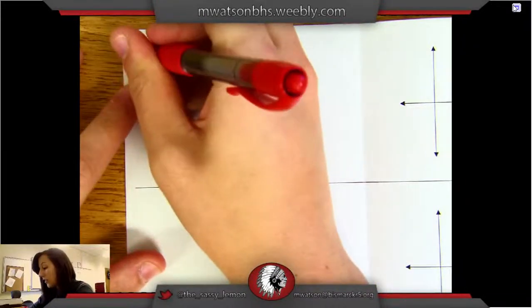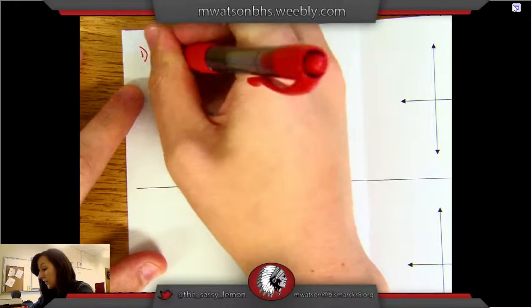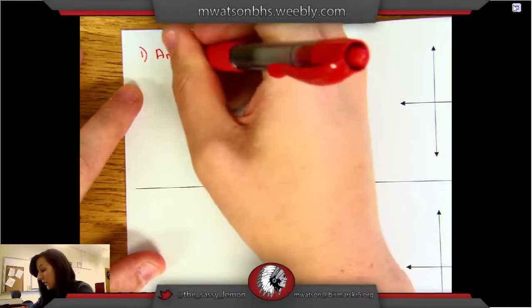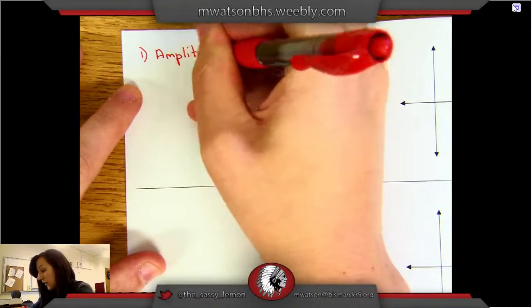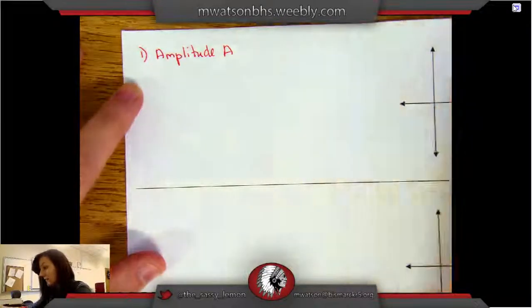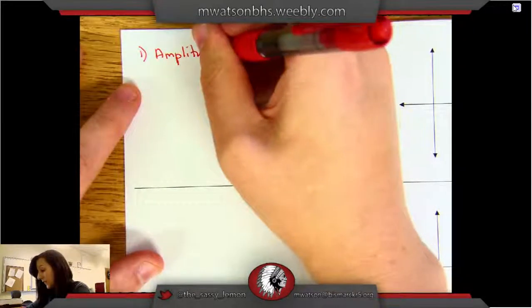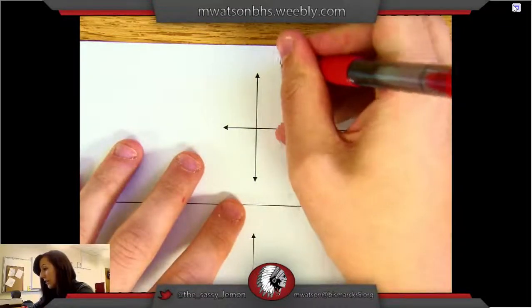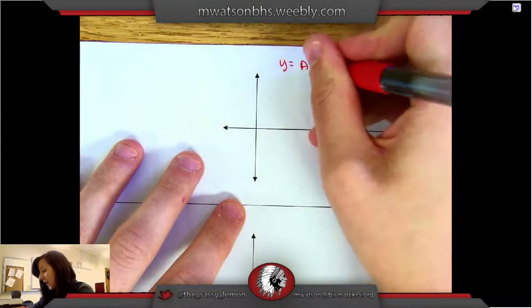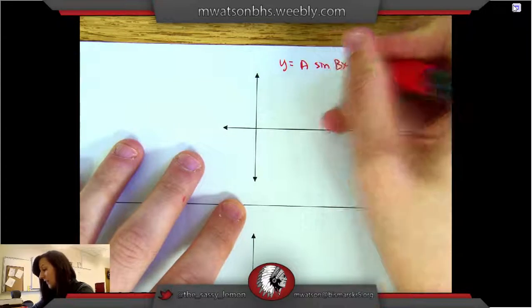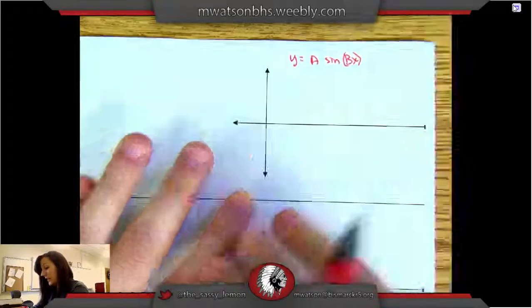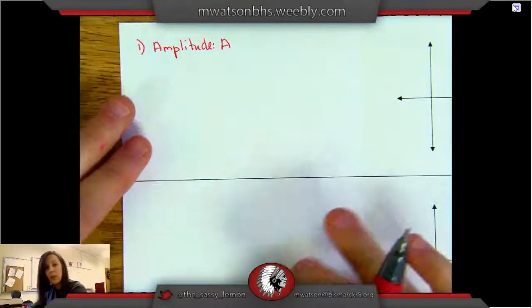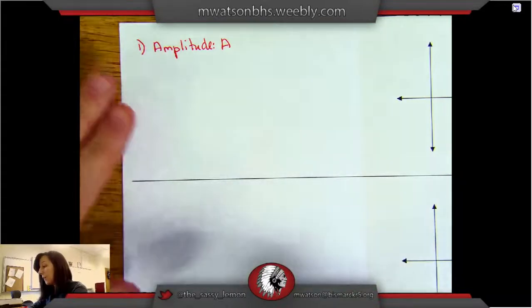So first of all, the amplitude is always A. So over here, I'll give you just a sampler. Y equals A sine of BX. So amplitude, or your A, is the amplitude.